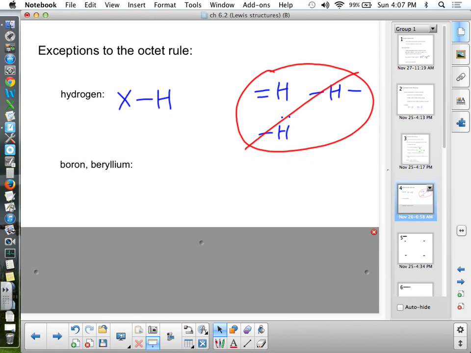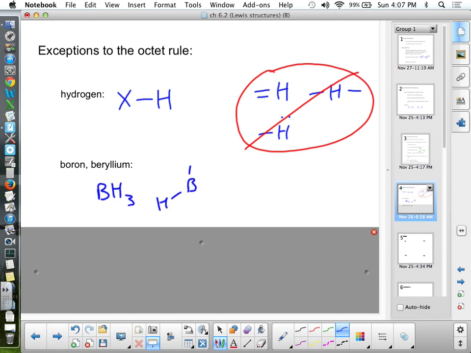Boron and beryllium. It turns out that these two elements, for reasons that are too complicated to go into now, can form compounds in which they have fewer than 8 electrons around the central atom. So for example, the compound boron trihydride exists, and boron in this case forms 3 single bonds to hydrogen atoms. It only has 6 electrons in its valence shell. Nonetheless, that molecule does exist.